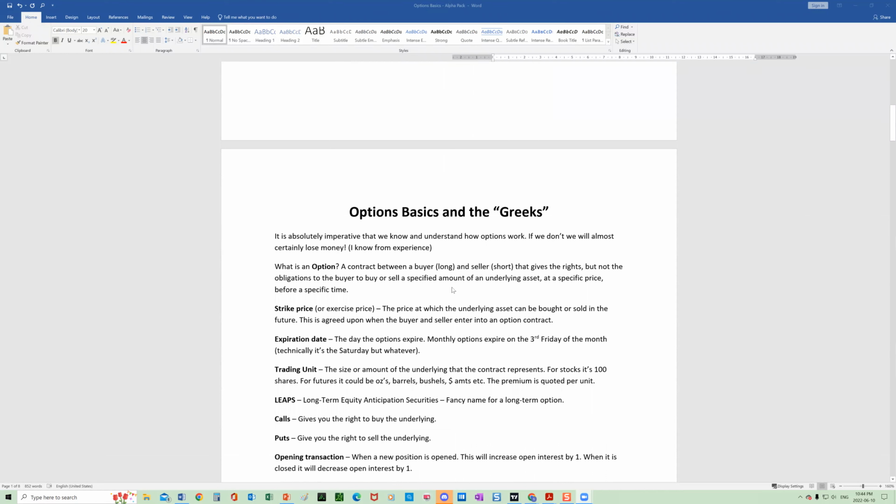All right, so first things first, most of you have already been trading options, but I can't go through what I want to go through without doing a quick review of the basics. So you have to know and understand how options work. If you don't, you are going to get yourself into a world of trouble, okay?